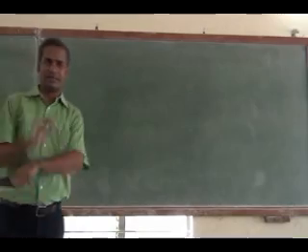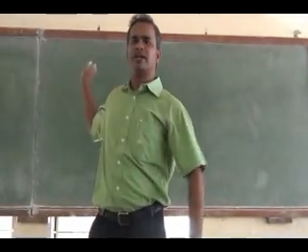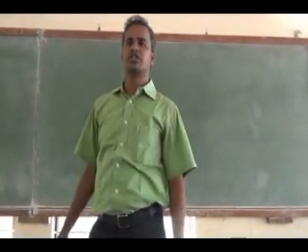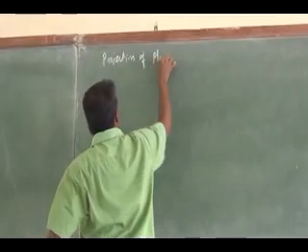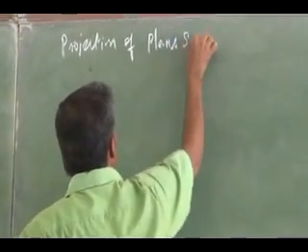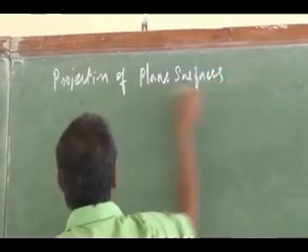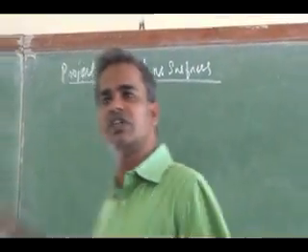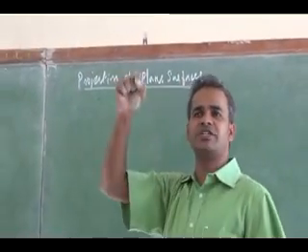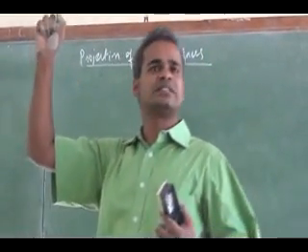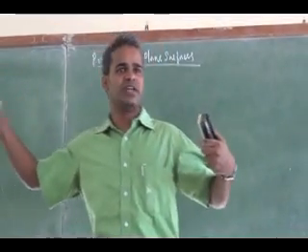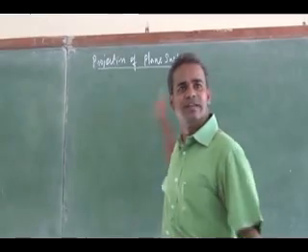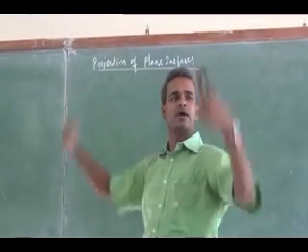Okay, we will start the next topic. It is projection of planes. From the orthographic projection we have got the projection of points, which is a dimensionless entity. Then we have seen projection of a straight line. It is a one-dimensional entity, right? Then projection of plane from a line.